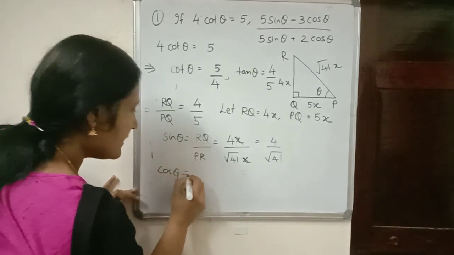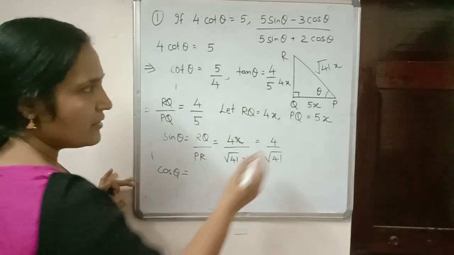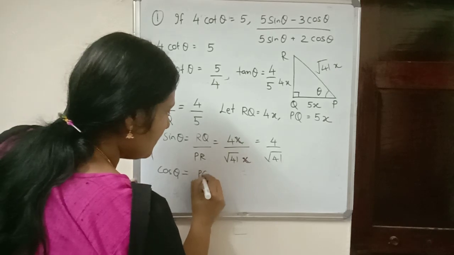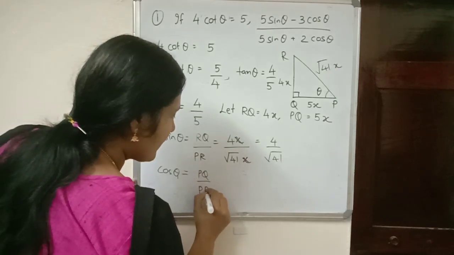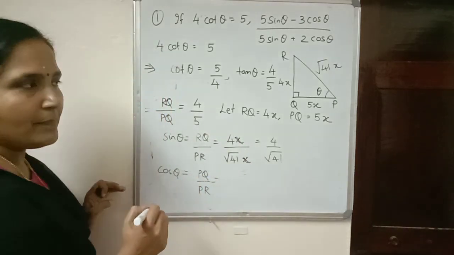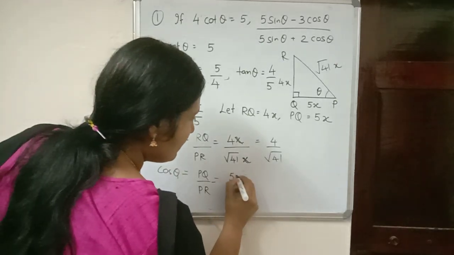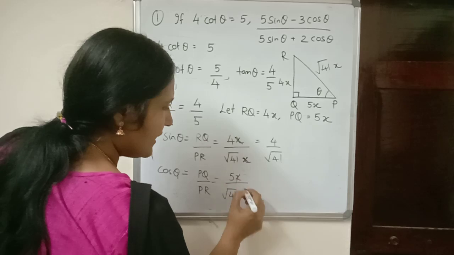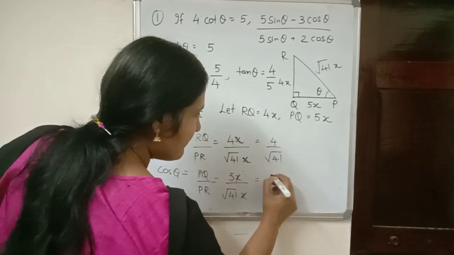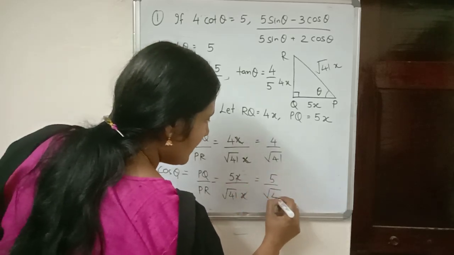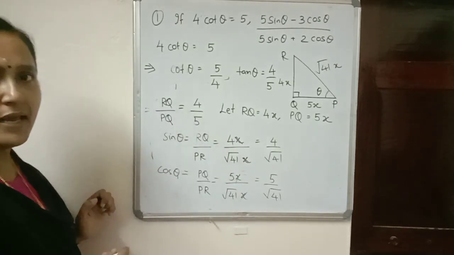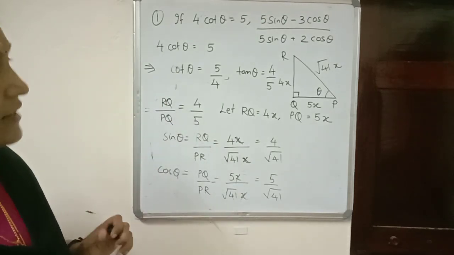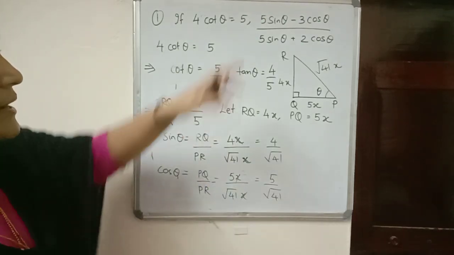Similarly, we will calculate the value of cos theta. Cos theta is equal to PQ by PR, base by hypotenuse. It will be equal to 5x by root 41x. Again, x and x get cancelled. We get 5 by root 41. So now we have got the values which we need to evaluate.